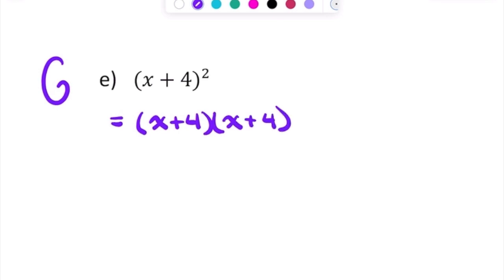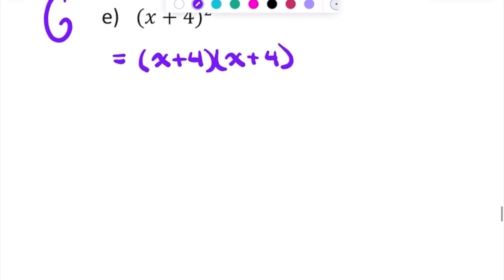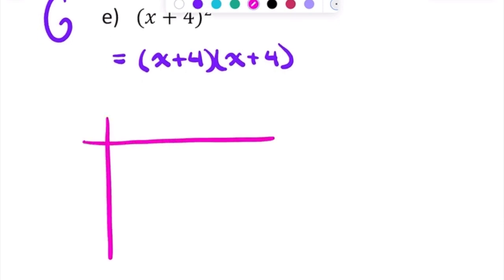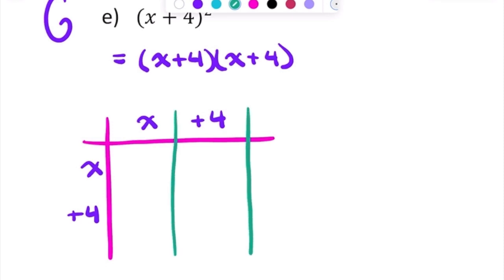Well, now I can easily do this as grid method if I wanted to, because that's just an x plus 4 on the top and an x plus 4 on the side, and I can tackle this no problemo.